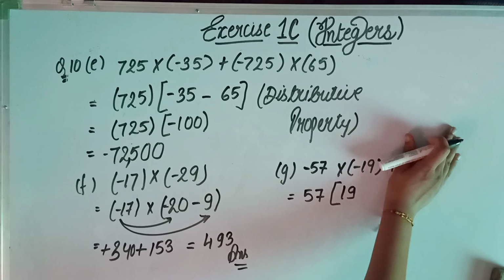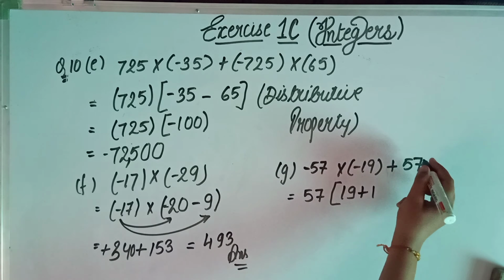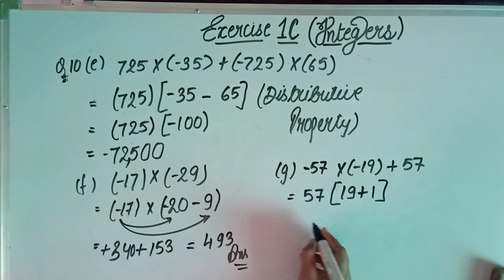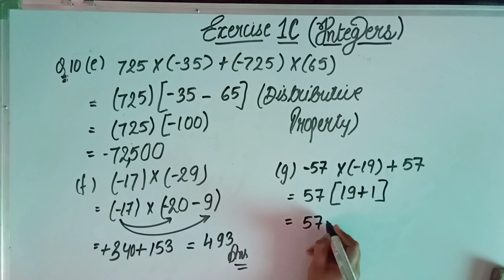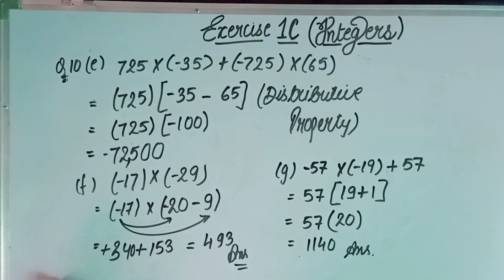If you hide 57, then what is the remaining number? That is 1. Now don't say 0, that is 1. So here I am just writing 1. So 19 plus 1 gives you 20. Now 57 into 2 gives you 1140, and that is our answer of G. Now we are moving with the H part.